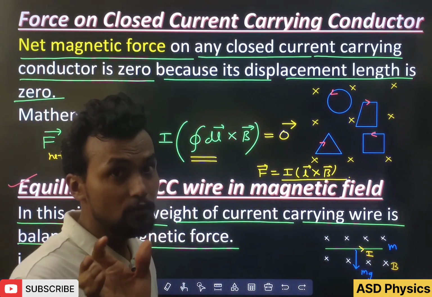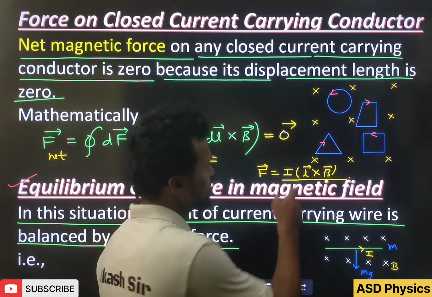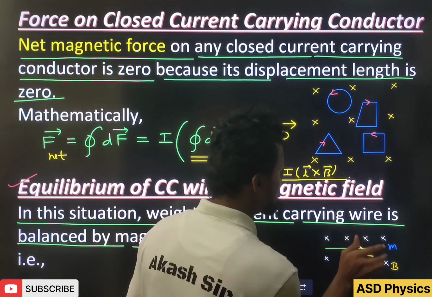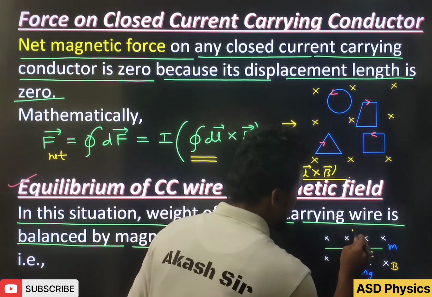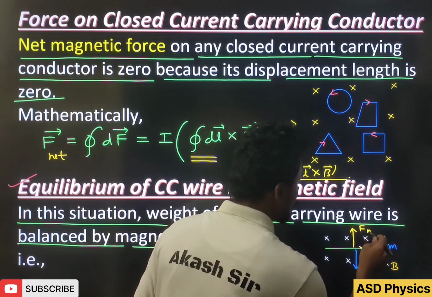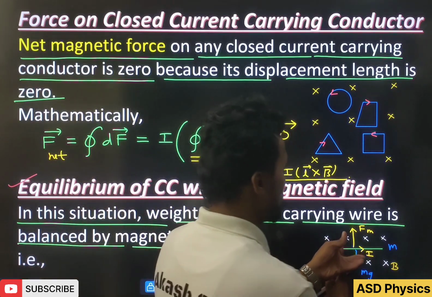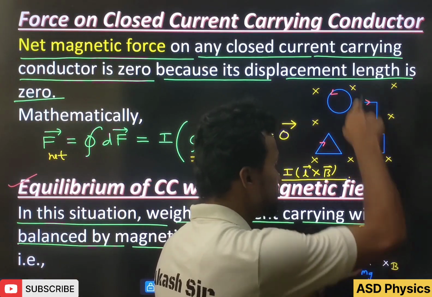I will curl my fingers from the current element to the magnetic field through the smaller angle. You can use Fleming's left hand rule also. So IL is this side, magnetic field inside, so IL cross B. So the magnetic force should act in which direction? Upward direction. You can check with Fleming's left hand rule also. Magnetic field is inside, current is this side, force is upward.